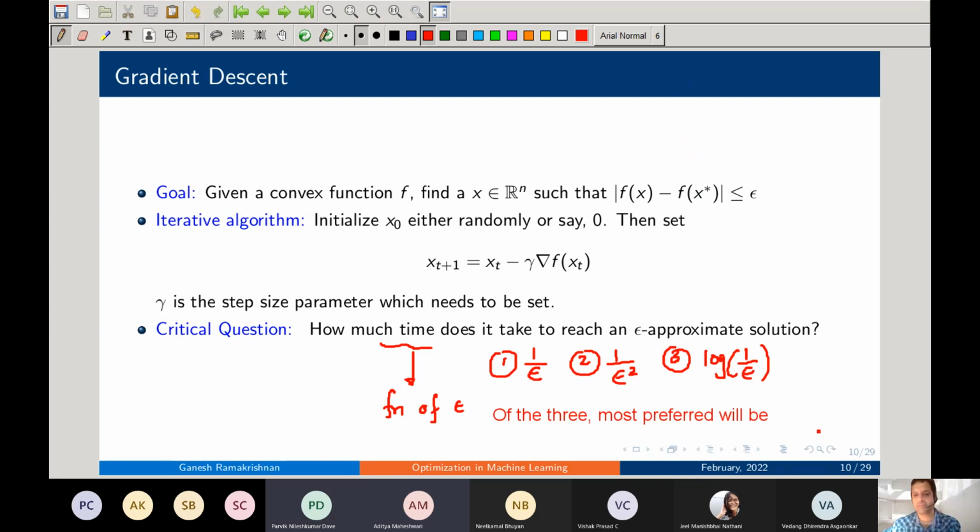We'll prefer the third one, right? It's taking less time. So you don't want 1 by epsilon square. The smaller the epsilon, the larger will be 1 upon epsilon square compared to, say, 1 upon epsilon. But 1 upon epsilon still is shrinking slower than log of 1 by epsilon. Okay. So 3 is the most preferred, followed by 1, followed by 2.